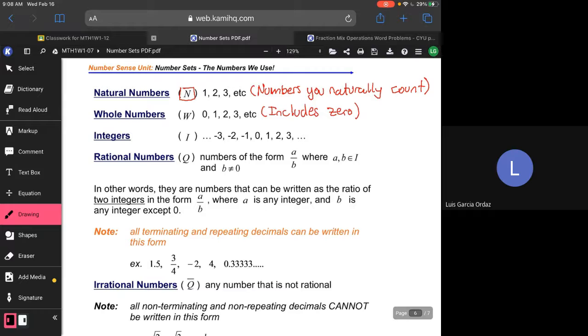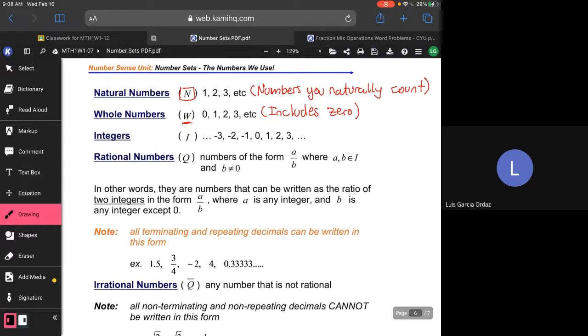Natural numbers don't include 0, because you don't start by saying 0, 1, 2, 3. You start by saying 1, 2, 3. That's how you learned how to count in kindergarten. 1, 2, 3, 4, 5, 6, 7, 8, 9, 10. How many of you actually start counting with 0? No one? Oh, you start with 0? That's what I told you. And whole numbers are represented by W.